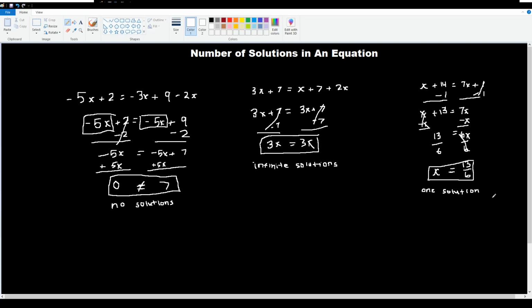Inequalities are very weird, and I found them very complicated when I first began them. So good luck with that, but see you in the next one.